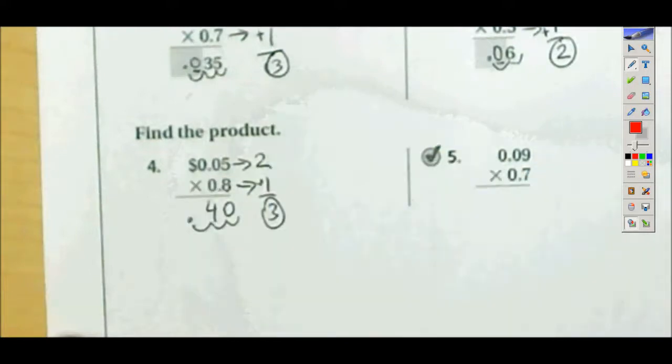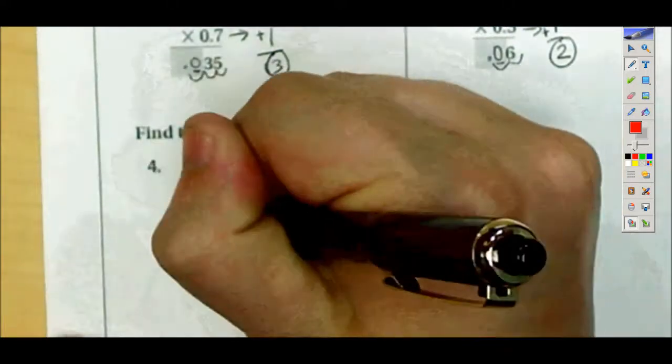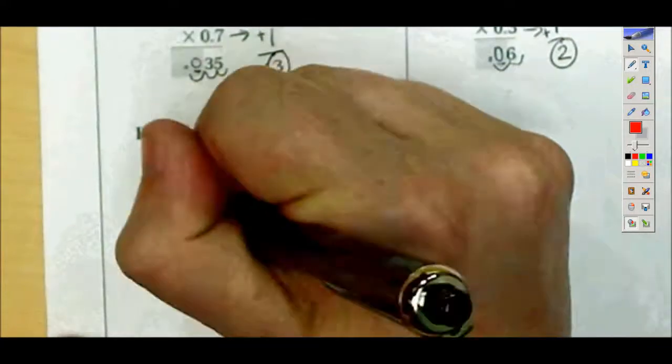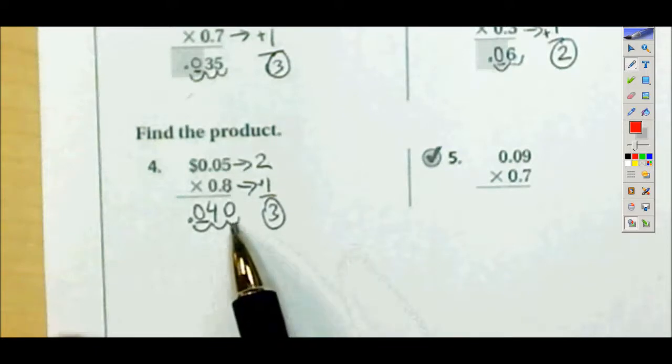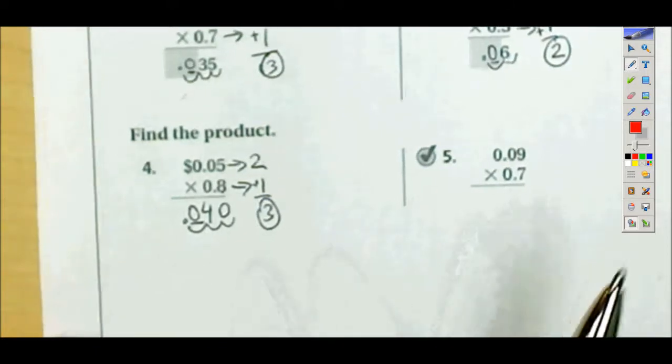Boop. There's a space here. So I have to put a 0. That's my answer. It's not 0.4, it's 0.04. This last 0 doesn't really matter. You can have as many zeros at the end of a decimal as you want.